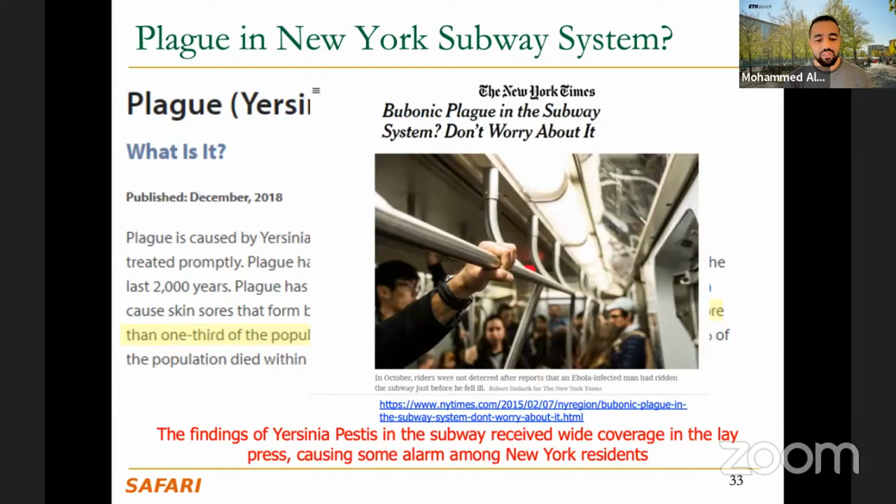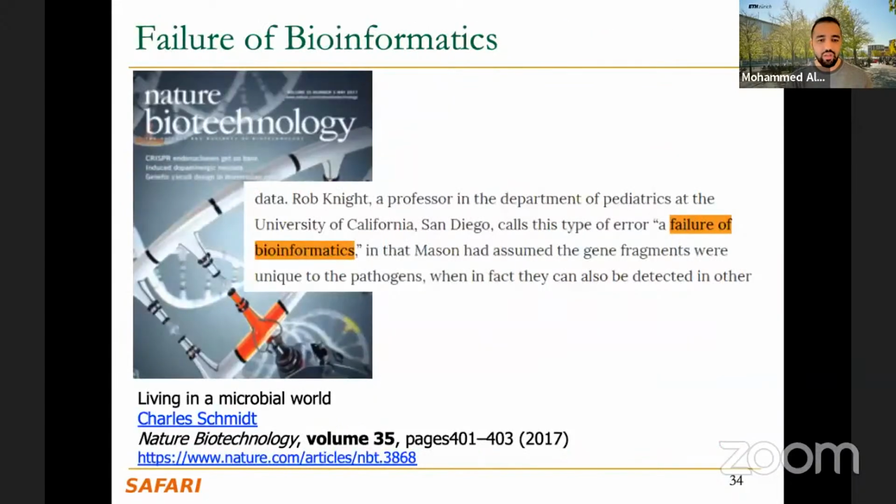And during that time, it raised a lot of attention in the news media. They were going to close all these stations and try to sanitize them and so on. However, when they did the traditional methods, they found this was a false positive. So the tool told them that this bacteria exists in the sample, but it was not there. So that's what we call a false positive. And then people started saying this is a failure of bioinformatics. We really don't want an algorithm to do the analysis for us. We want the traditional lab method to do the analysis.